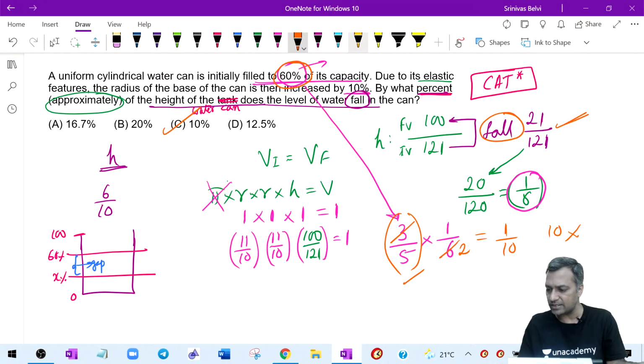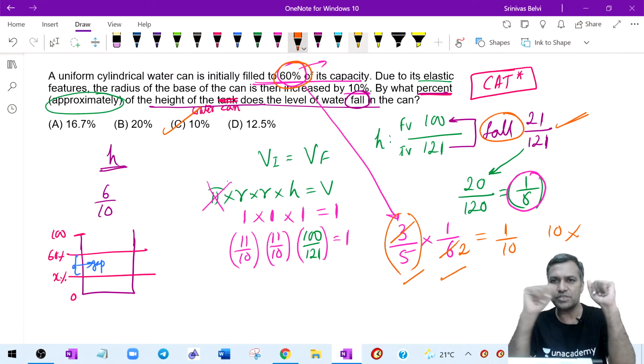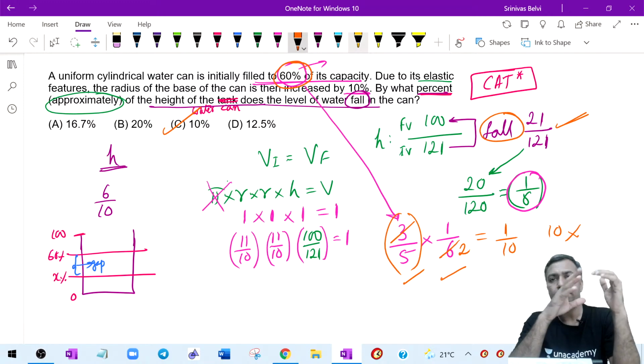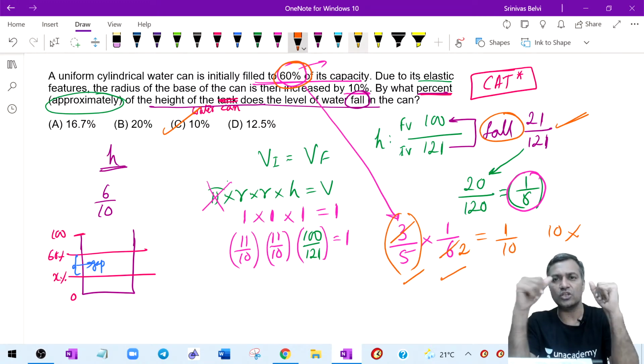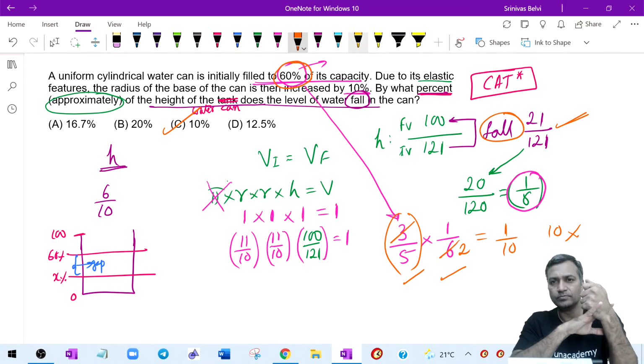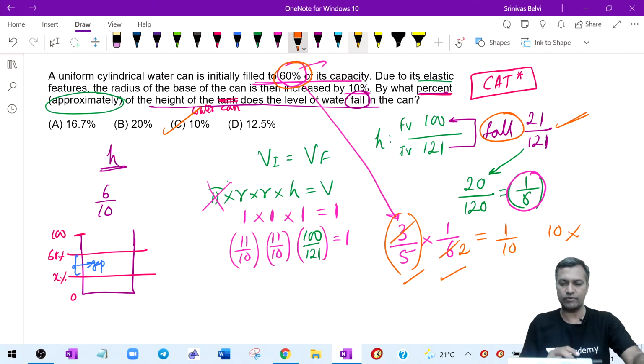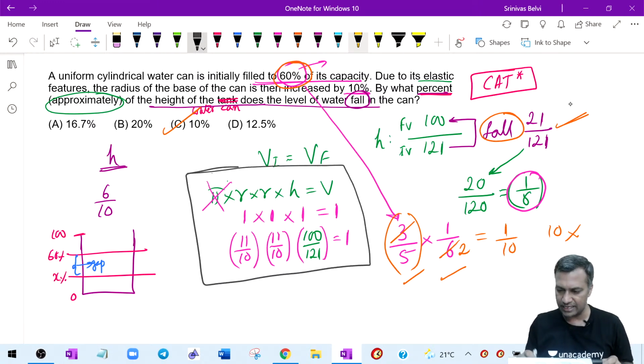Therefore, bring two multipliers, one multiplier and the falling type, and then figure it out. What is the answer? Made some sense? Is this clear? 10%, clear, everyone? Understood how we worked on this particular question? You find out the fall and calculate that fall on, because this is what we learnt. Already we knew this.